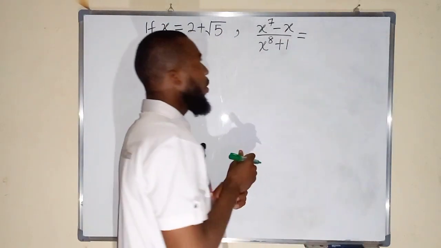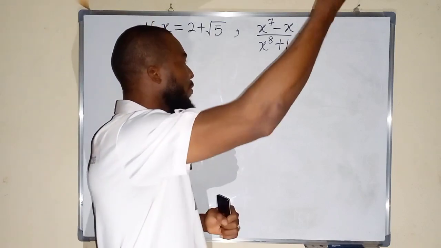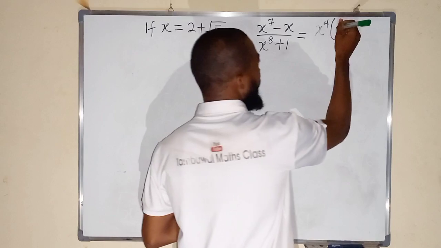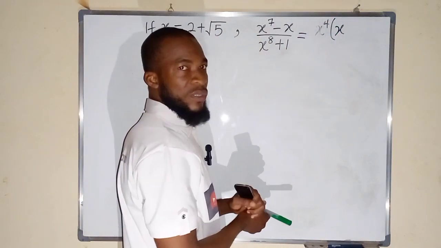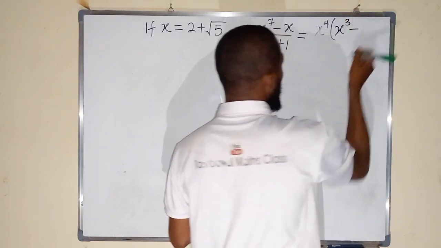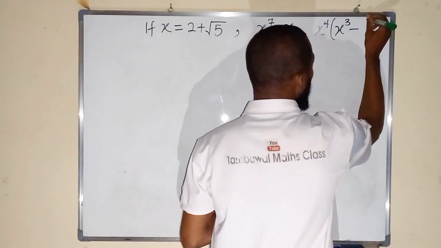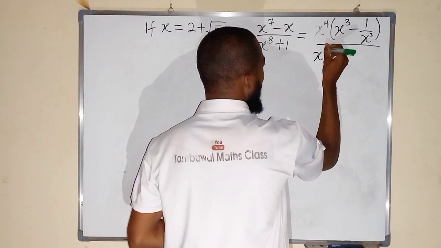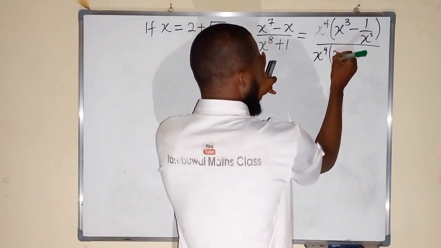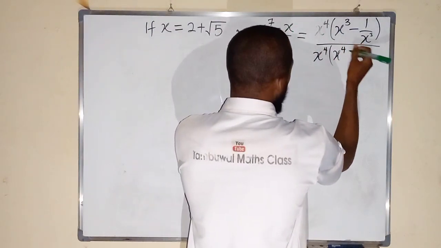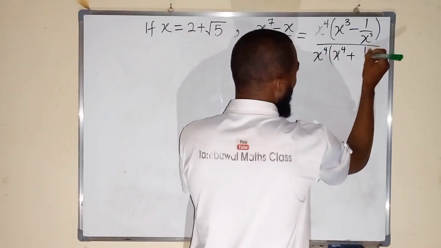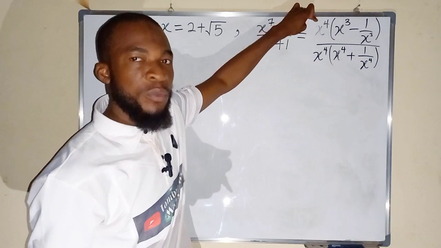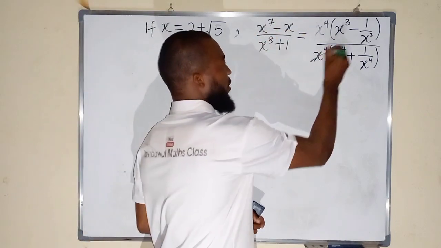From here, we can factor out x to the power of 4 from both numerator and denominator. If you bring out x to the power of 4 at the top, inside you're going to have x to the power of 7 minus 4, which is 3, so you have x to the power of 3, minus 1 divided by x to the power of 3. Then we do the same thing to the bottom. We factor out x to the power of 4, and inside you have x to the power of 8 minus 4, which is 4, plus 1 divided by x to the power of 4. So, x to the power of 4 will cancel x to the power of 4.